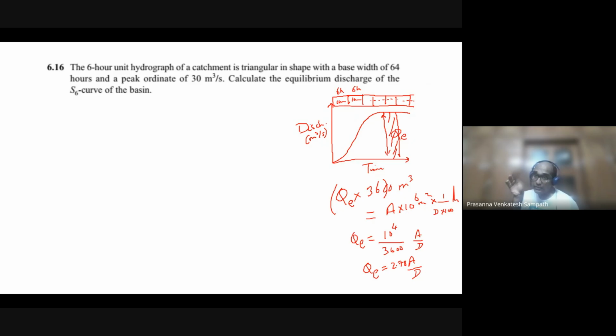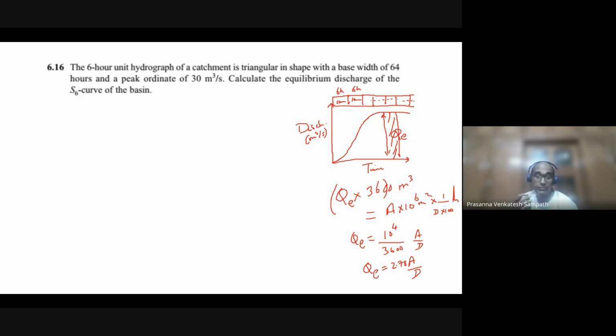2.78 into A. Now remember, this A has to be in kilometer square, and d has to be in hours, because I've already taken care of the conversions. I've put in that equation 10 power 6 meter square to convert from kilometer square to meter square, and to convert 1 by d, which is centimeters per hour, to meters per hour, I've already divided by 100. So the conversions are all taken care of. This is a simple equation that gives me the equilibrium discharge for a given basin.